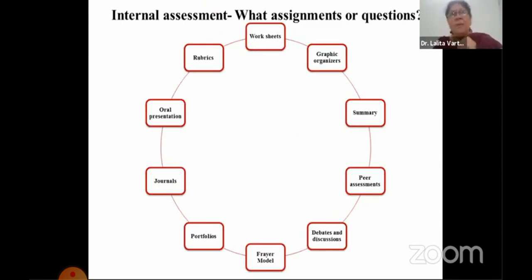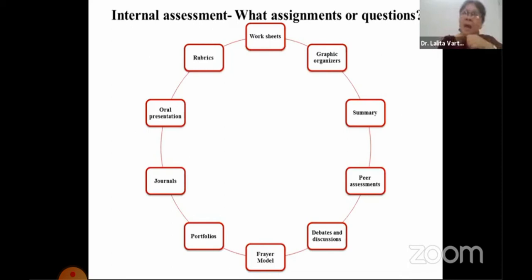hands. You would be able to design what kind of assessments I am going to give to my students. The simplest form of an internal assessment could be asking the students to design different worksheets based on whatever has been taught to them. You could also ask them to present whatever learning material they have got in a graphic organizer form, that is, in the form of a figure.